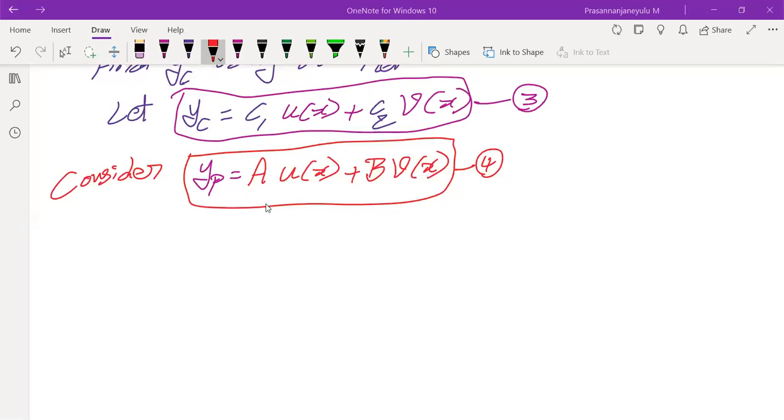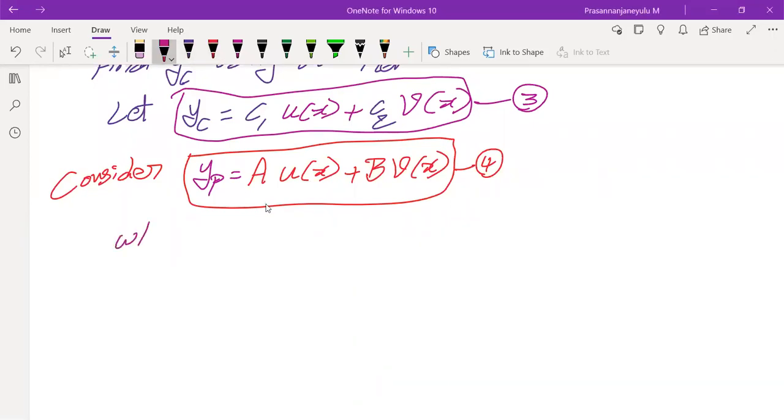But if we add both equation 3 and 4, how many arbitrary constants are we going to get? 4. But according to our discussion, if the order of the given differential equation is 2, its general solution should contain only 2 arbitrary constants. But here we are getting 4 arbitrary constants, so it is not acceptable. For that, there are 2 formulas for A and B.